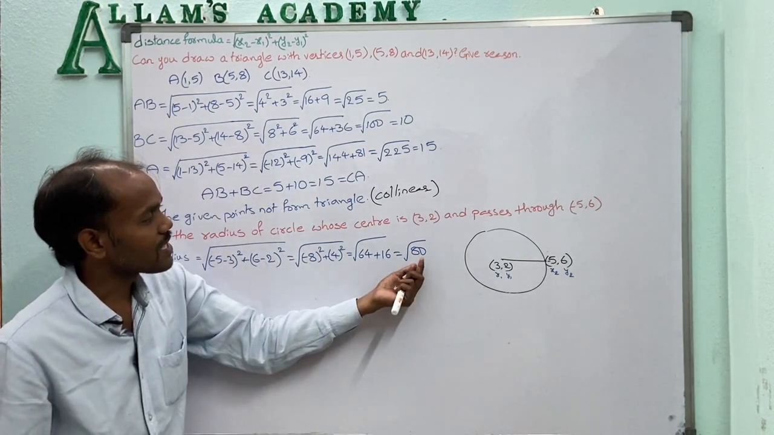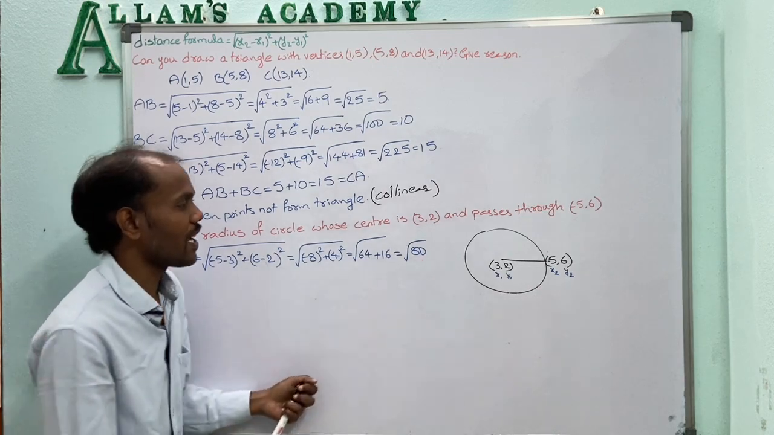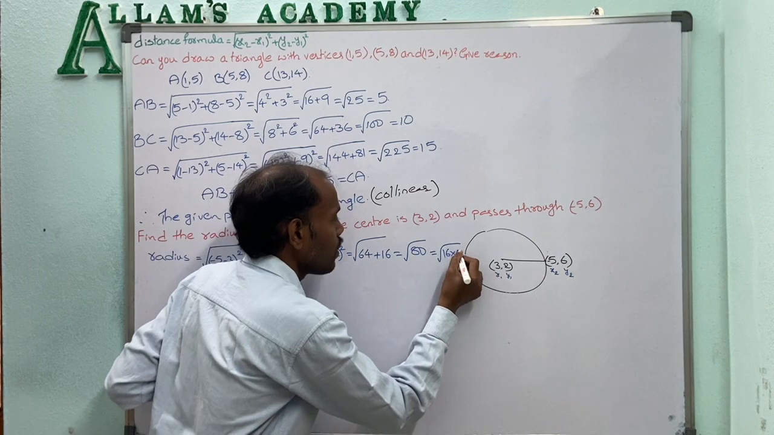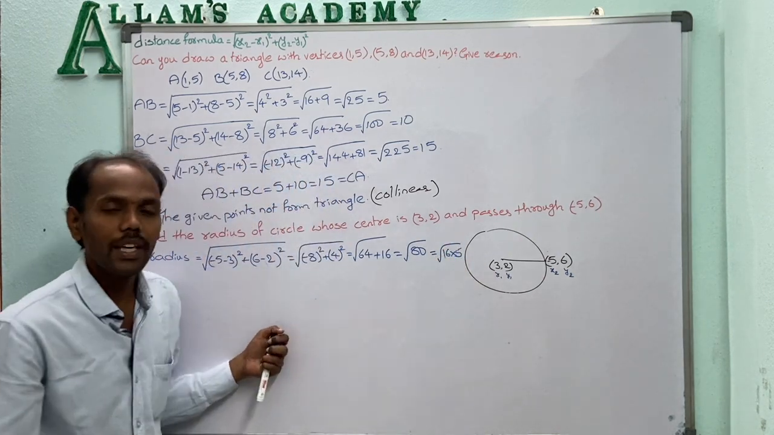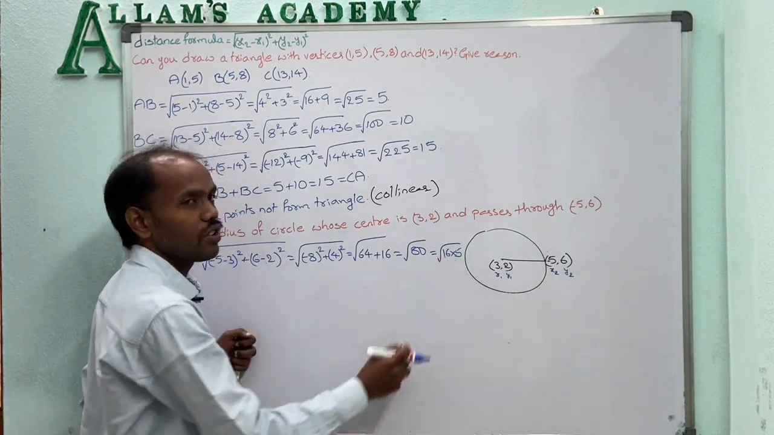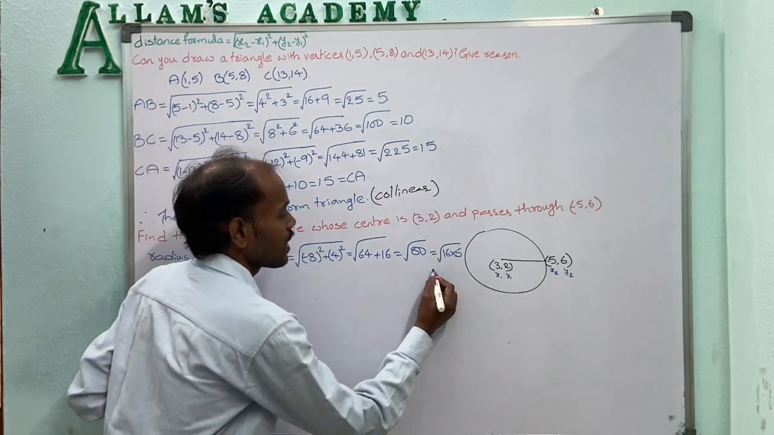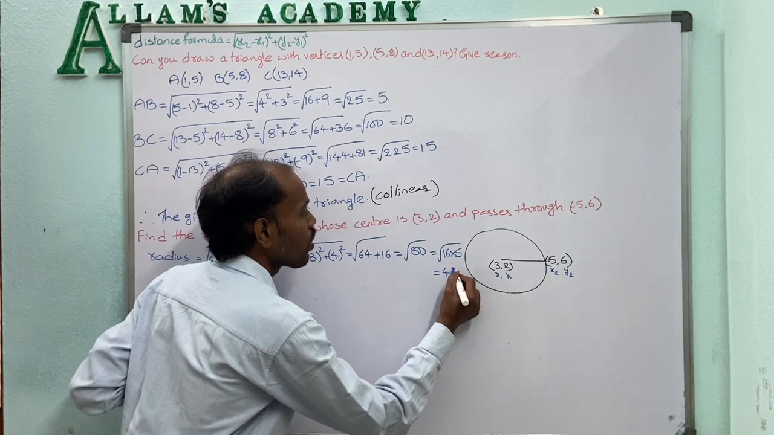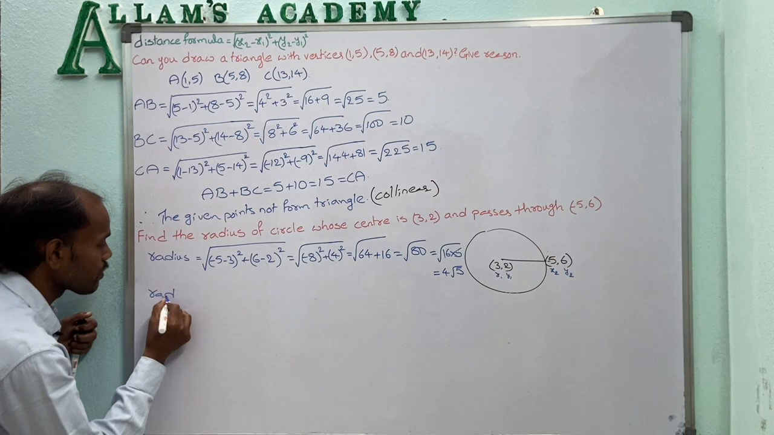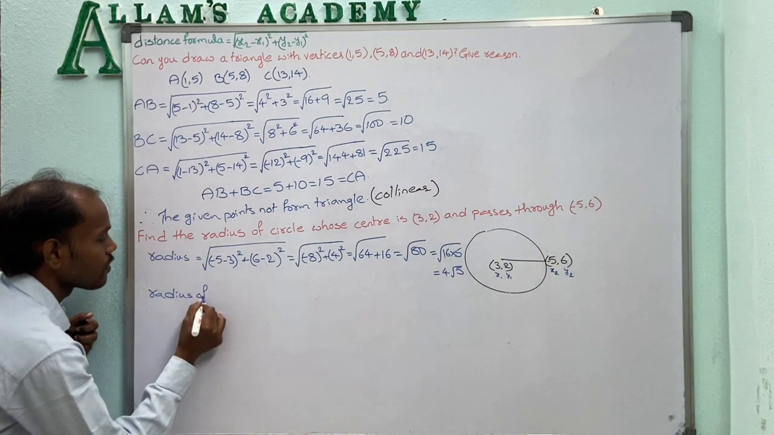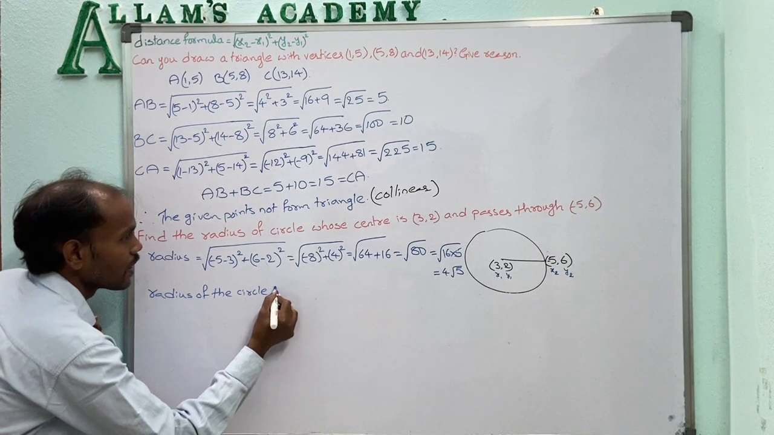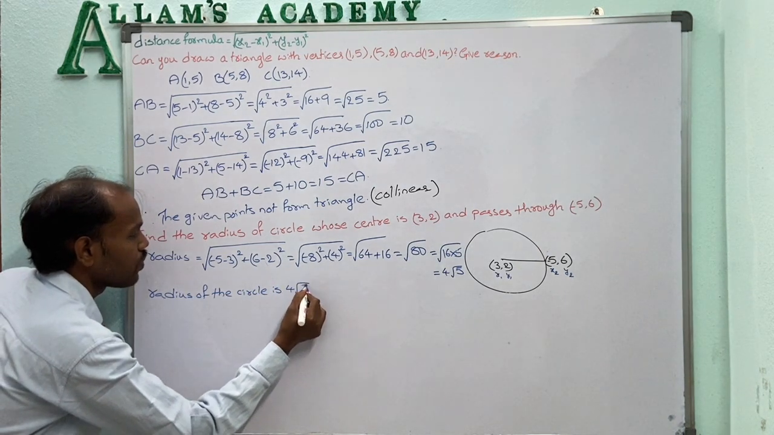Under root 64 plus 16 is equal to root 80. Now this 80 can be expressed as 16 into 5, that is under root 16 into 5. Now root AB equal to, we can write root A into root B, that means root 16 into root 5. Root 16 is nothing but 4, so 4 root 5. So the radius of the circle is 4 root 5 units.